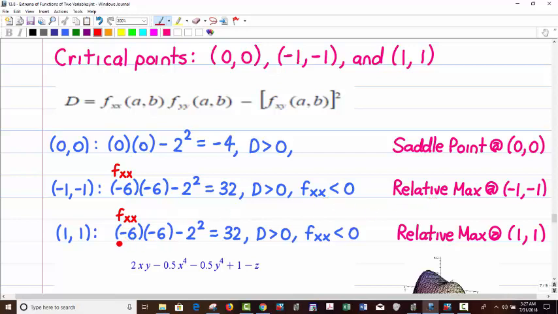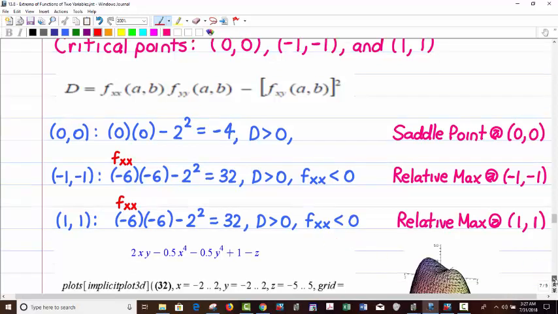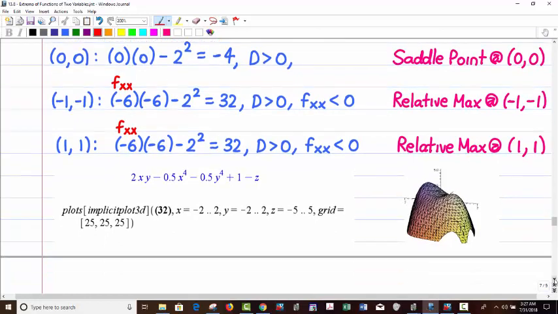And you're going to get the exact same thing here. D positive, fxx negative. So as we anticipated from the early picture there, the graph, we had a saddle point and 2 relative maxes. And I just took the same thing. I decided I wanted to graph it in Maple in addition to the picture that was already there. But there we go.